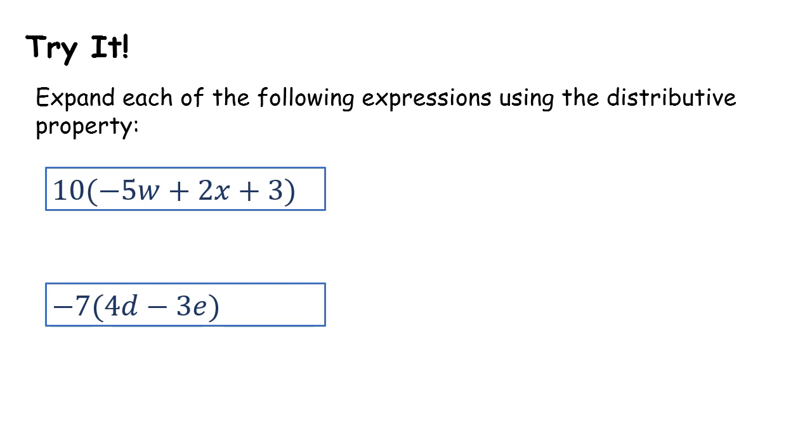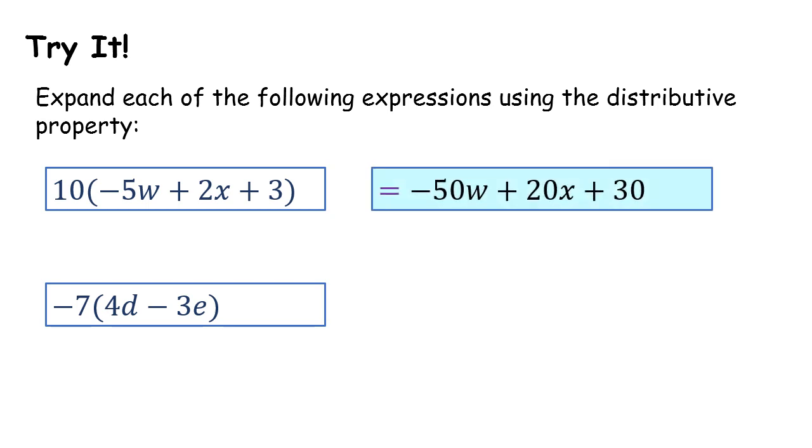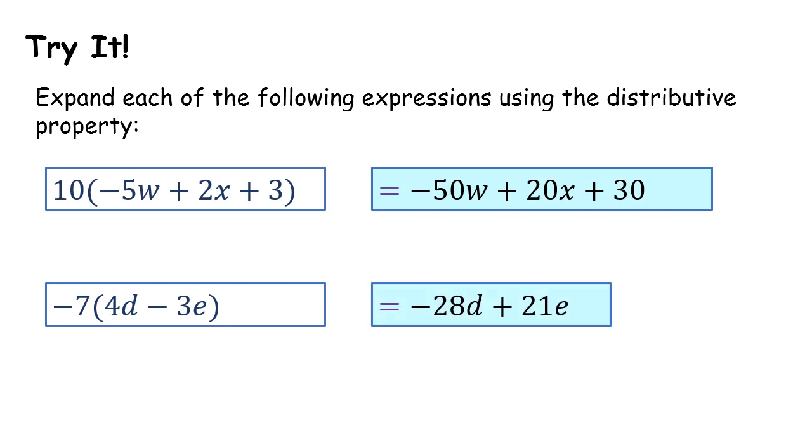So the answers for these two expressions: the first one, negative 50w plus 20x plus 30 after multiplying by 10. And the second expression, negative 28d plus 21e after multiplying by negative 7.